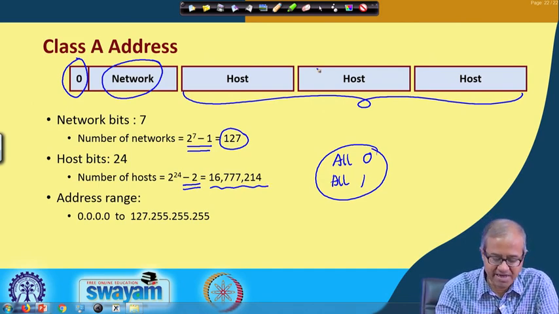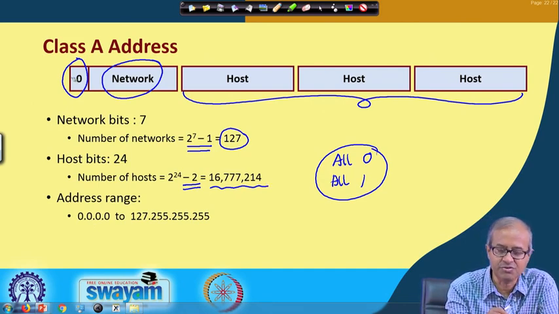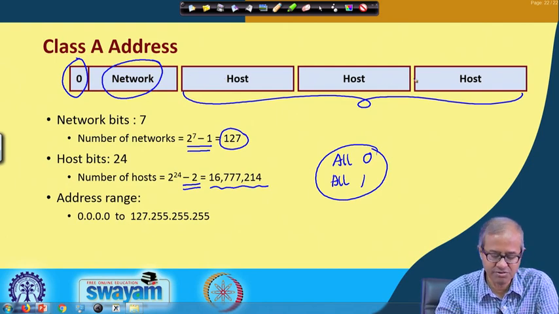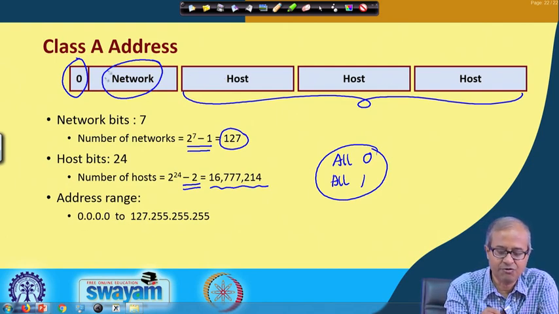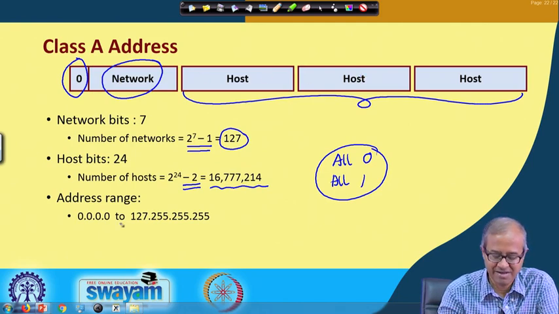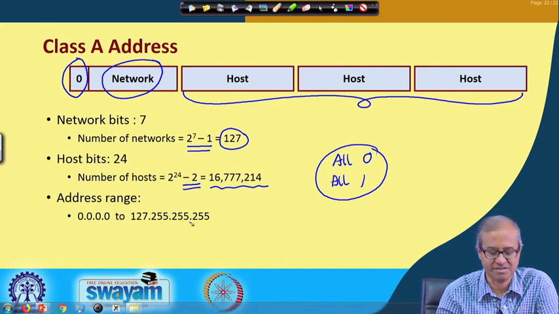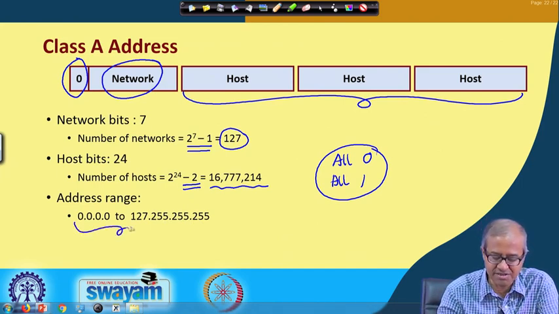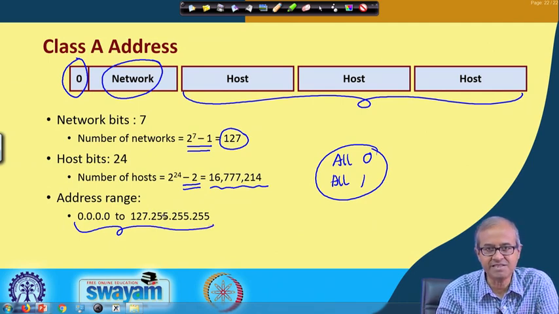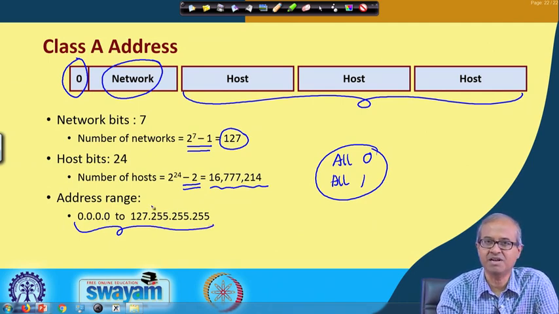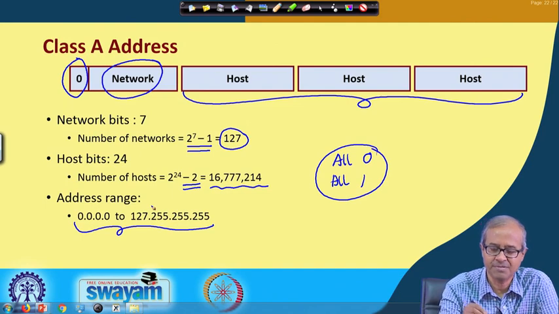And if you look at the address range, the first bit is 0 and the rest can be all 0, so 0.0.0.0, up to 0 followed by all 1s, which comes to 127.255.255.255 in dotted decimal notation. So just by looking at the address, if it is in this range, it will be a class A address.